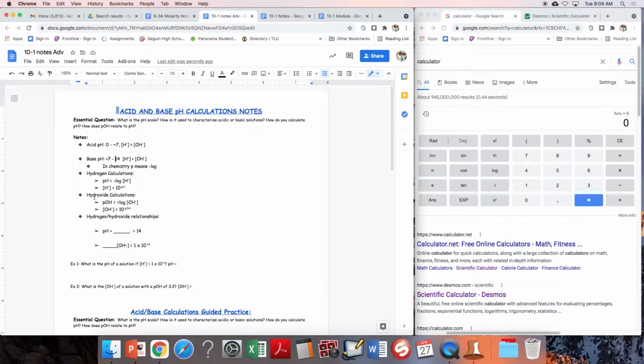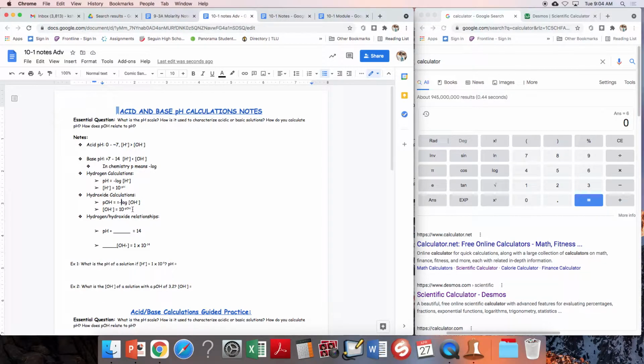You can do the same thing with hydroxide. If we find the pOH, it's the negative log of the OH concentration. And then the OH concentration, if you're trying to find that, would be 10 to the negative pOH.